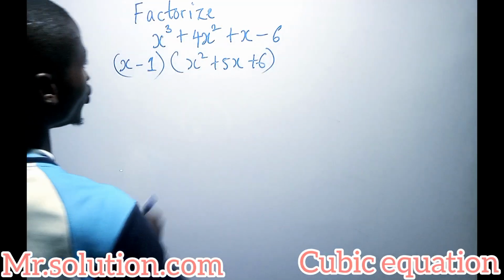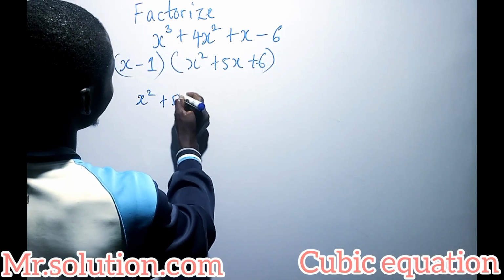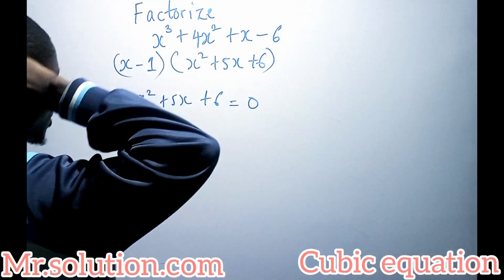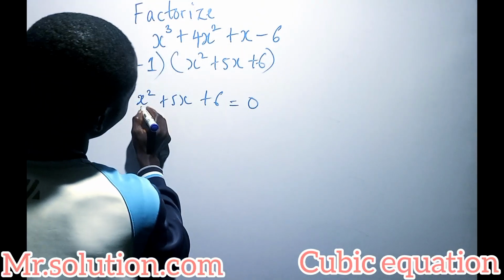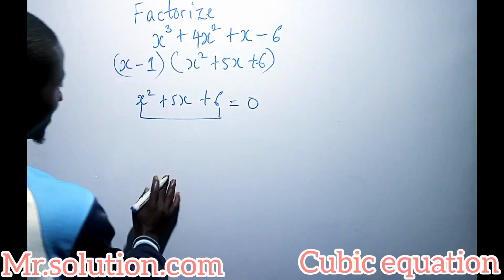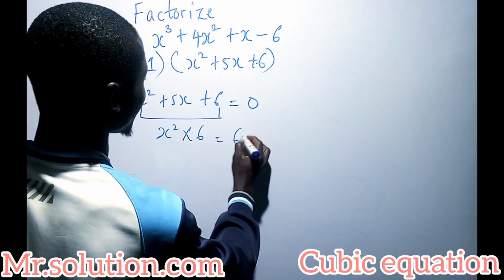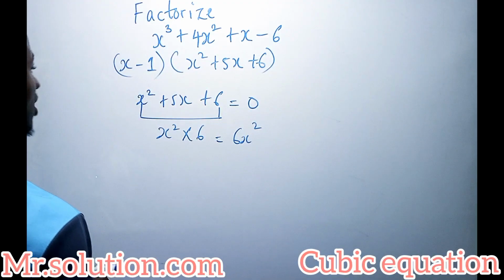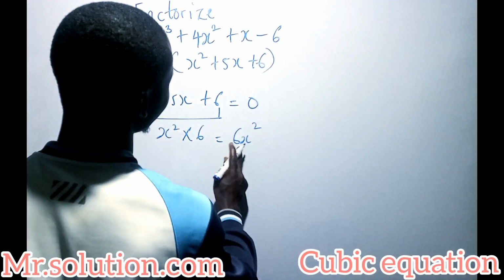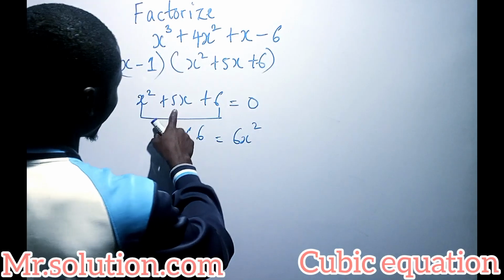Now we are going to work on this, which is x squared plus 5x plus 6. We are using the factorization method to solve this. To solve this, we multiply the first and the last value together. Now we are going to have x squared multiply 6, that gives us 6x squared. Now having done that, we look for two numbers that when we multiply together give us 6x squared, and when we add together give us plus 5x.